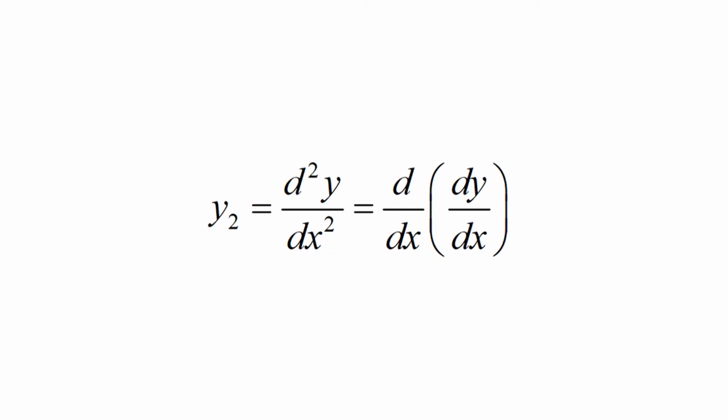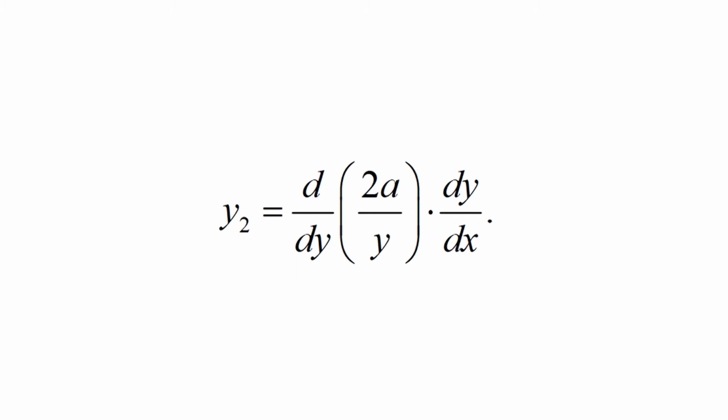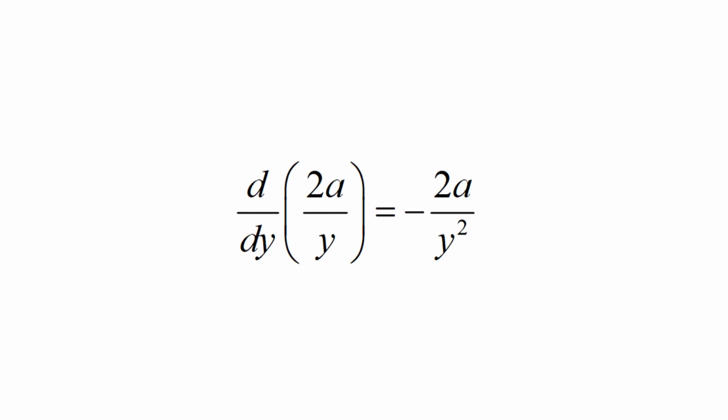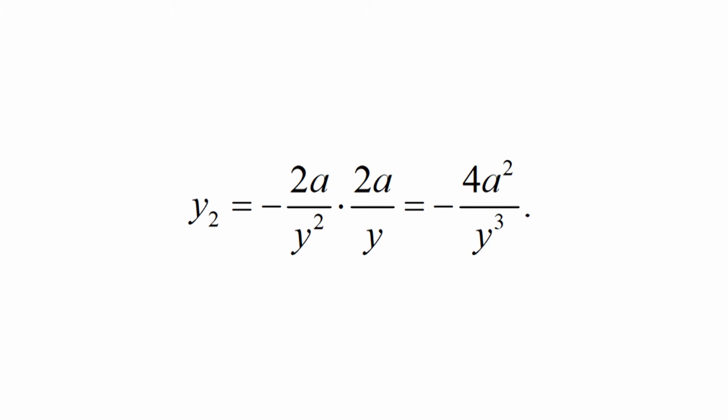Differentiating once again with respect to x, we have y2 = d²y/dx² = d/dx(dy/dx). Now, we use the chain rule of differentiation and obtain y2 = d/dy(2a/y) · dy/dx. Since d/dy(2a/y) = -2a/y², the above gives y2 = -2a/y² · 2a/y = -4a²/y³.